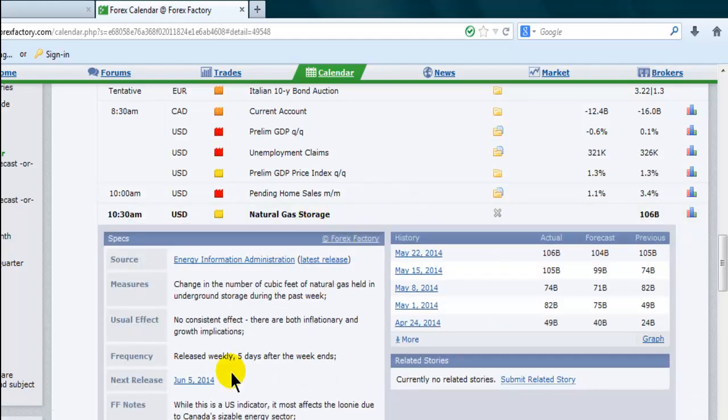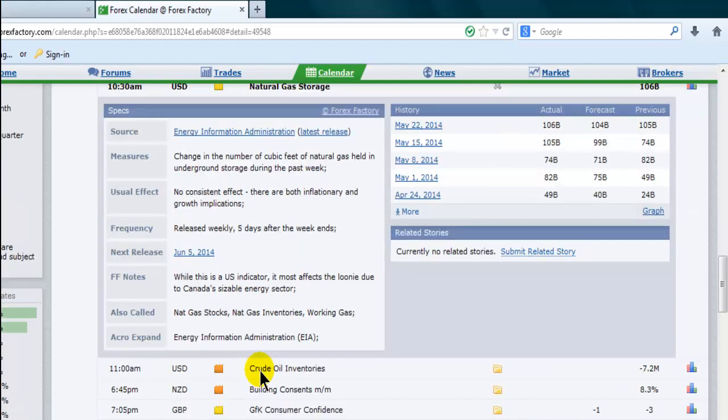What's going on? Yes, it is here. Okay, Energy Information Administration. All right. Changing the number of cubic feet of natural gas held in underground storage during the past week. All right. No consistent effect. There are both inflationary and growth implications. Released Friday after the weekend.